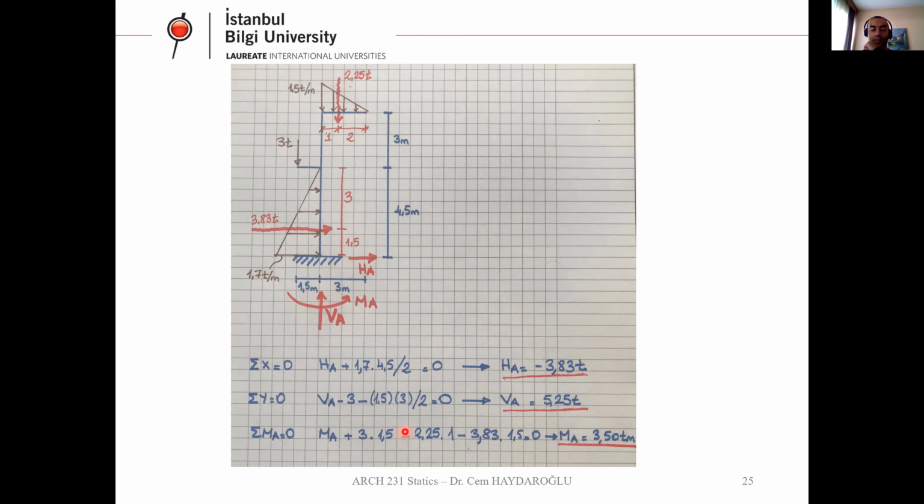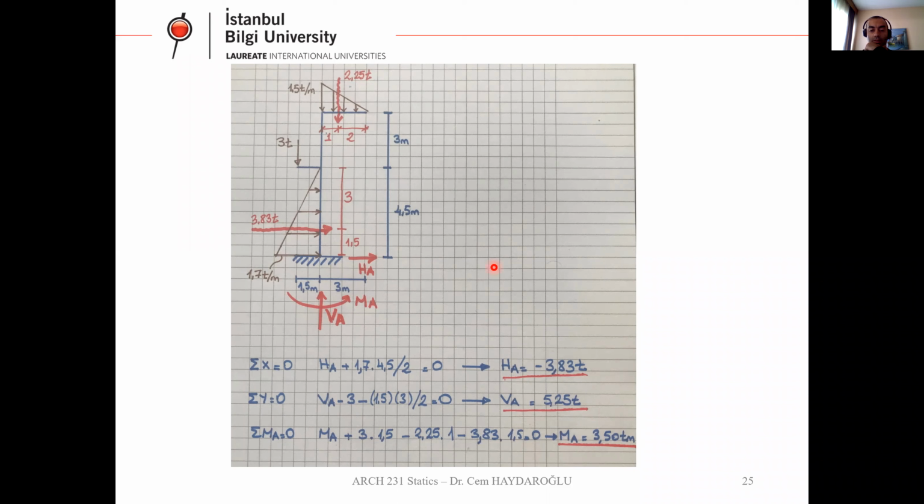This is negative. And also I have this lateral loading, which rotates the system in this direction, the negative direction, because the positive direction is this. This is the positive direction, going to the right side. The negative is going to the left side. Here you can see 3.83 times 1.5 equals 0. So if we do this equation, we are going to get MA, which is 3.50 ton meter.